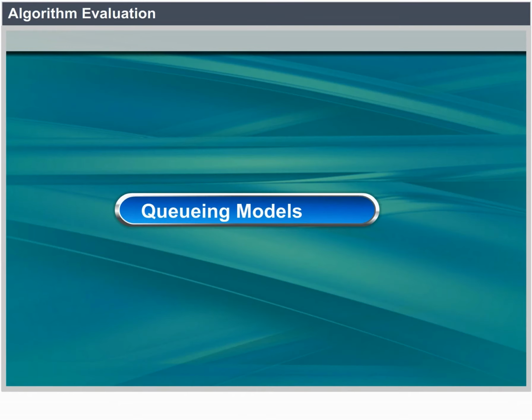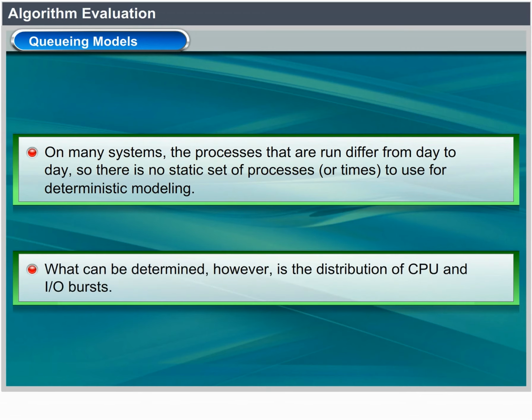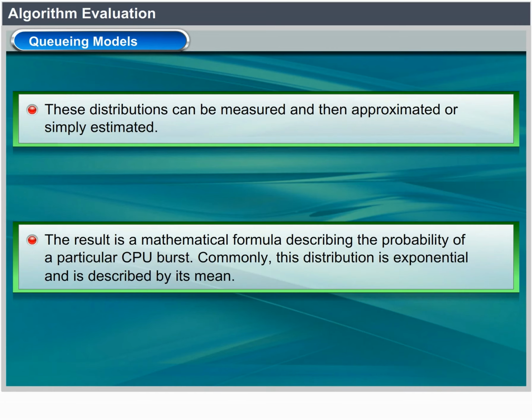Queuing models. On many systems, the processes that are run vary from day to day, so there is no static set of processes or times to use for deterministic modeling. What can be determined, however, is the distribution of CPU and input-output bursts. These distributions can be measured and then approximated or simply estimated. The result is a mathematical formula describing the probability of a particular CPU burst. Commonly, this distribution is exponential and is described by its mean.